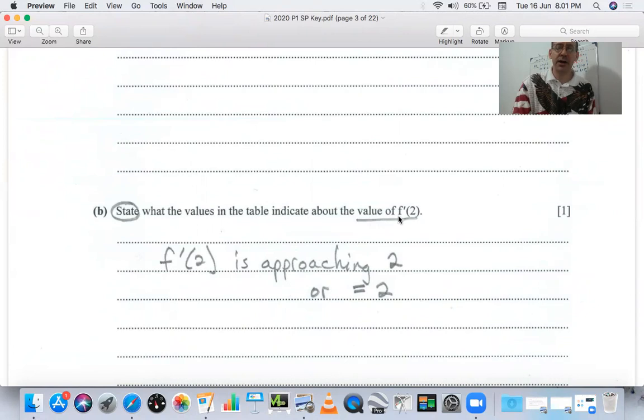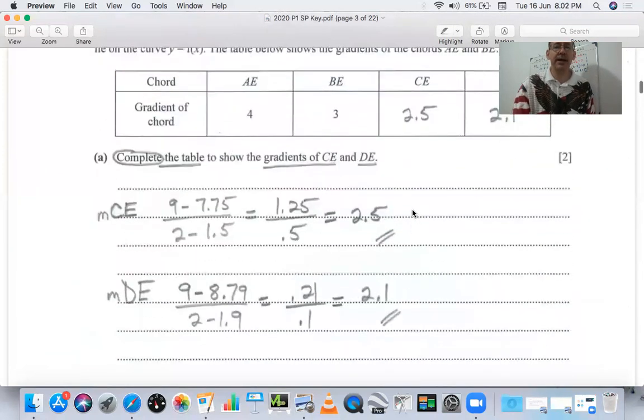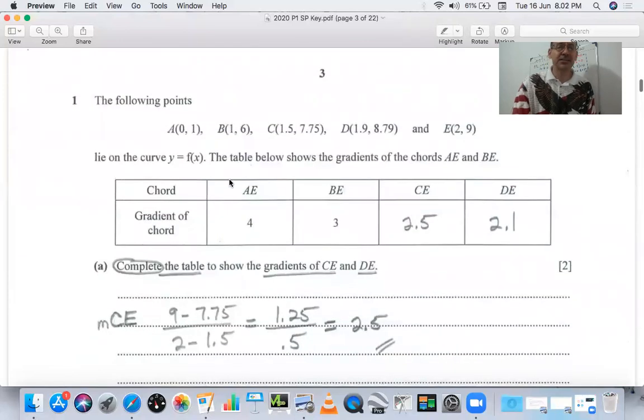So we come down here and it says state what the values in the table indicate about the value of f prime of 2. Now f prime is your first derivative. And remember, first derivative applies to slope. So what do we see about the slope when x is at 2? Let's go back and look at our x values. The x values in A are 0, then in B 1, then in C 1.5, then in D 1.9, and then E you finally reach 2.